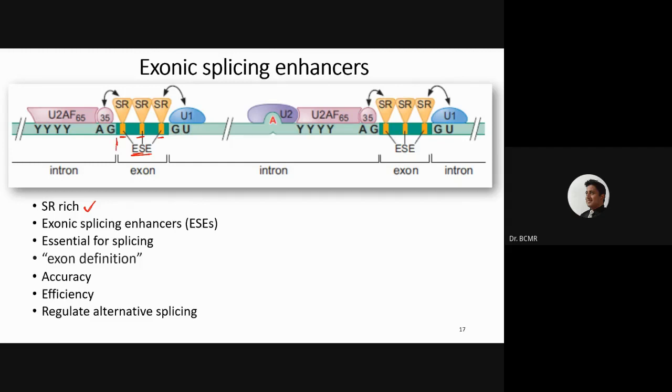So if you see from here to here, that's the exon. The exon has multiple ESEs, which means that the whole exon is kind of coated with SR proteins. That is what is meant by exon definition, in the sense that the coating of SR proteins here says that this is where the exon is. And then the next thing it does is that if SR proteins are here and nothing else is here, they will recruit the 3' splice site machinery.